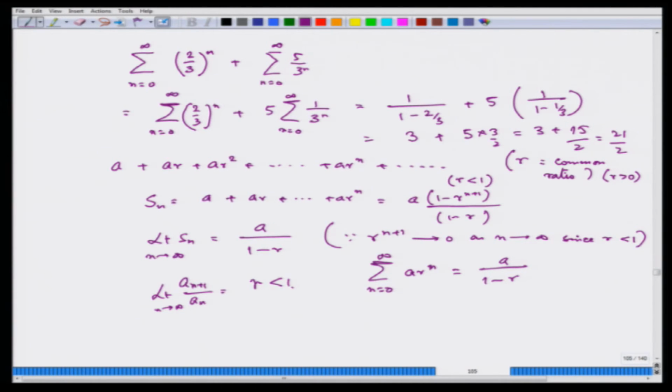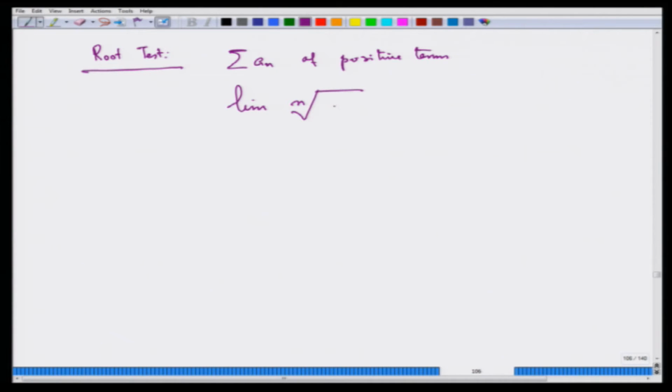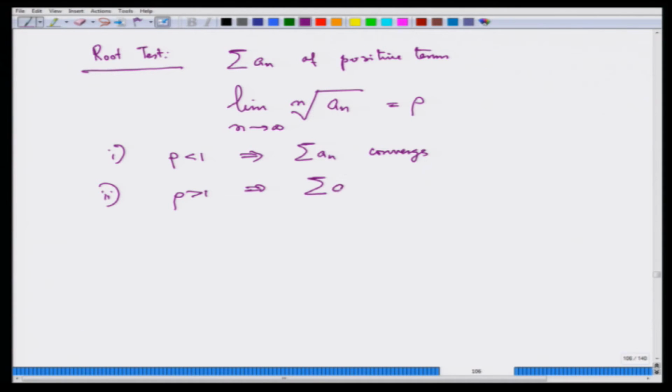Now, there is some other test called the root test. So let us do the root test. You take again a series of positive terms. Once I take this term, I take the nth root of the nth term, then I take the limit as n tends to infinity, and suppose this is rho. Again the same thing as the ratio test: rho strictly less than 1 implies the summation converges, rho greater than 1 implies the summation diverges, rho equal to 1 implies the test is inconclusive.